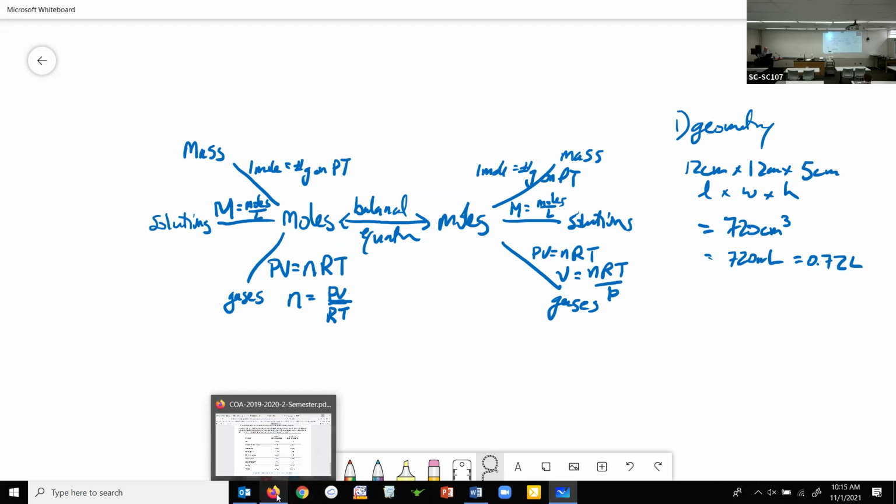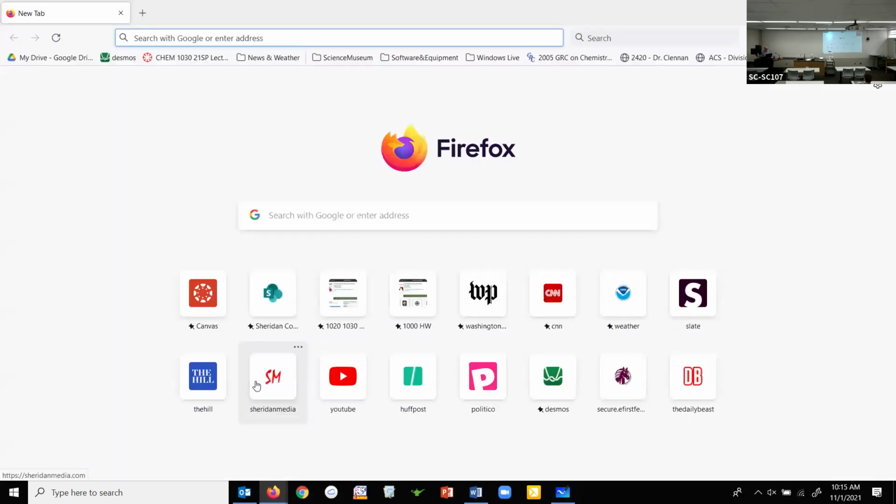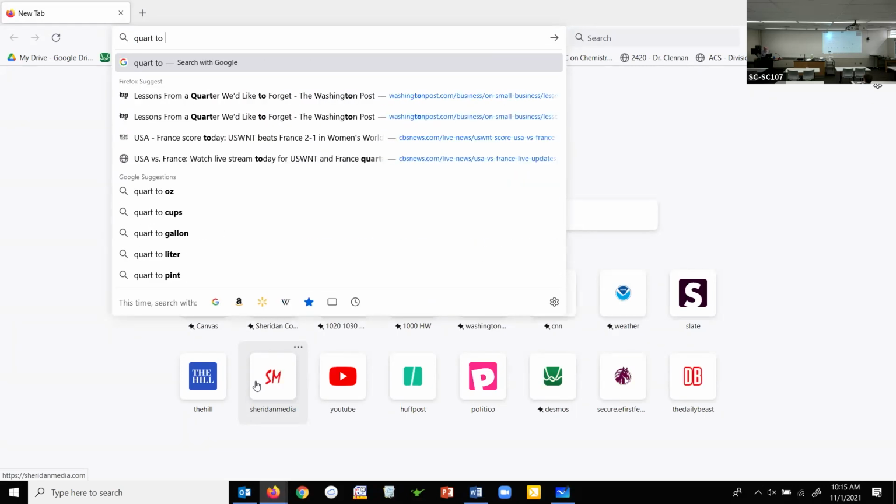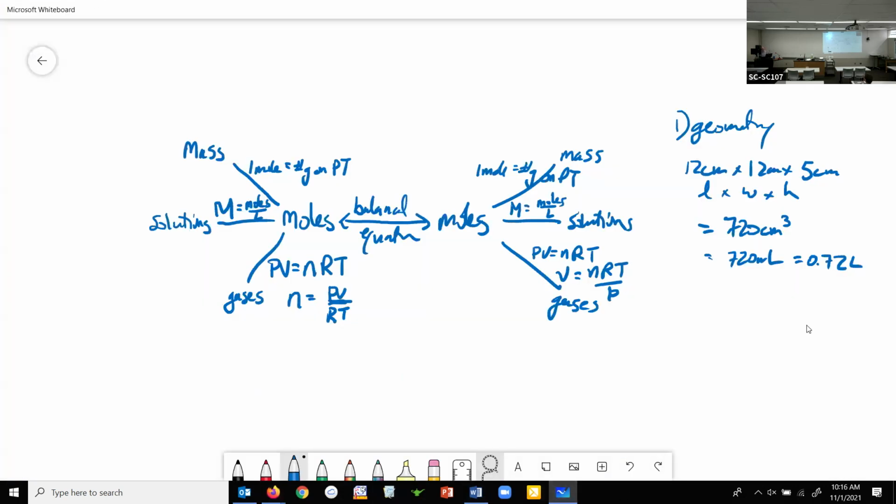Now, just out of curiosity, Nevada identified it as a quart-sized bag. 946. So we're actually doing okay. Versus 1 quart. Thank you very much. 946 milliliters or 0.946 liters.